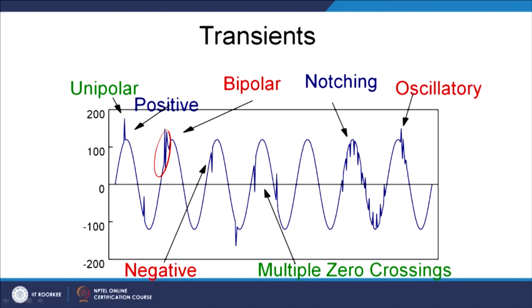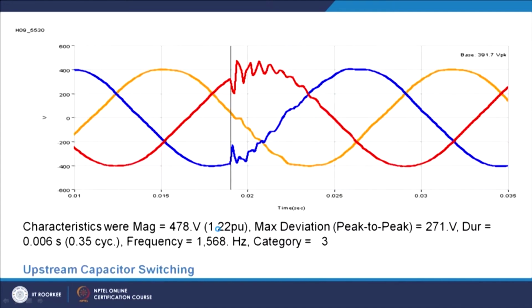You have a double peak. These notches generally come due to the thyristor switching, and it may be oscillatory. It is coming in that part of the waveform. So this is a problem of multiple zero crossings: here you have crossed the 0, and again you are crossing a 0. So, this is the problem of the transient that has to be mitigated by power quality measures.